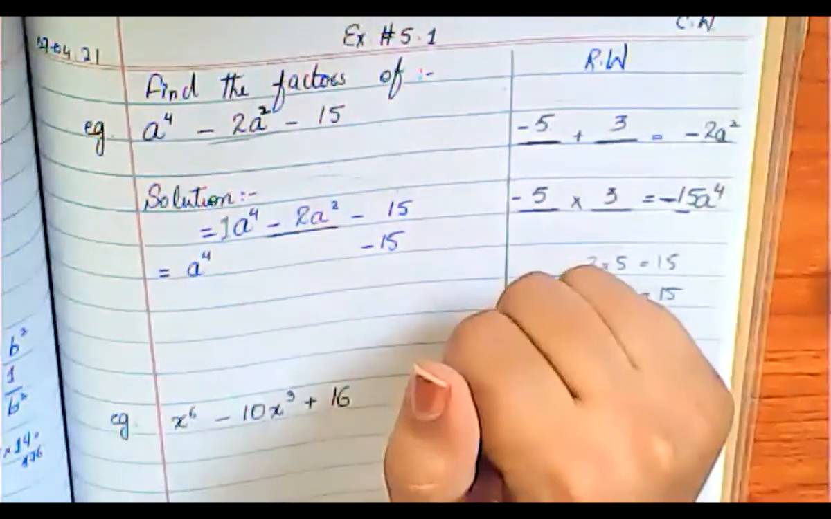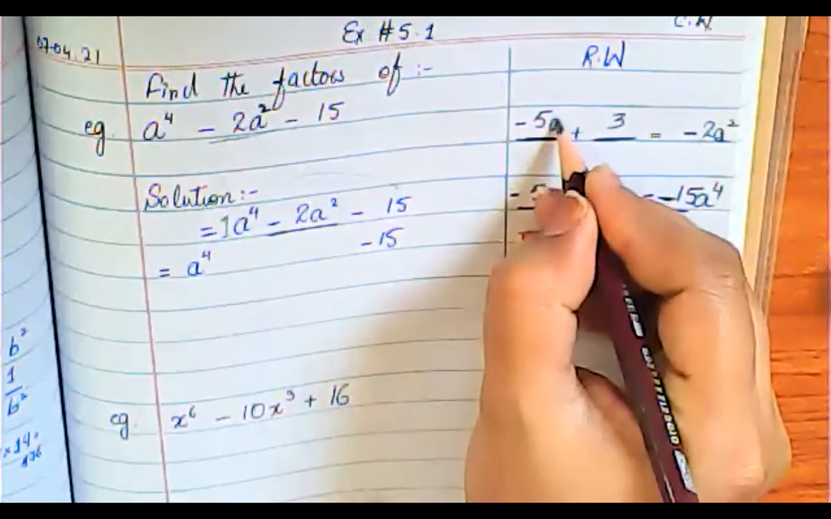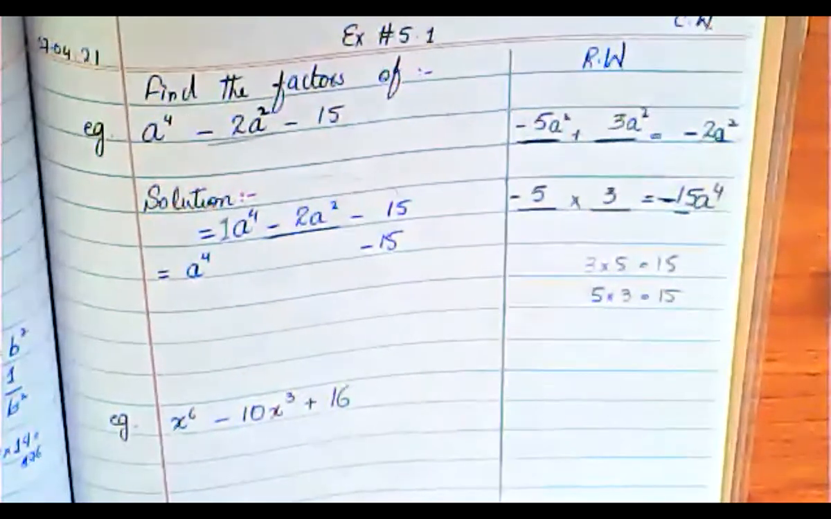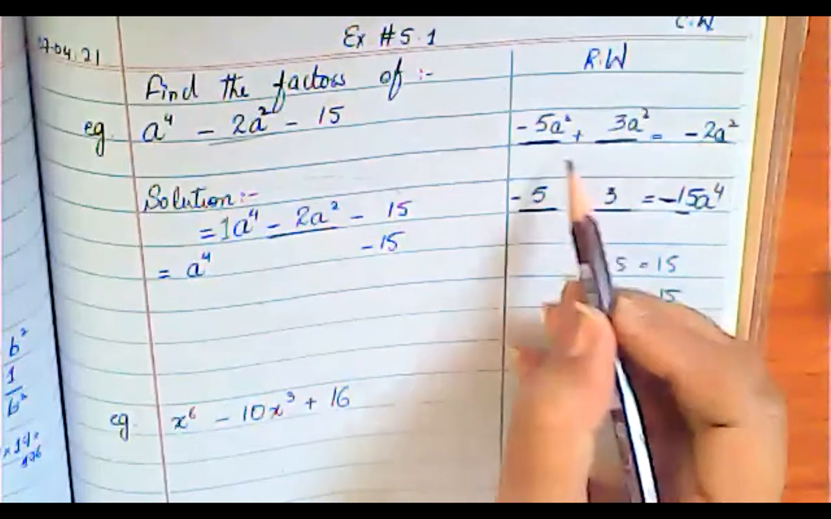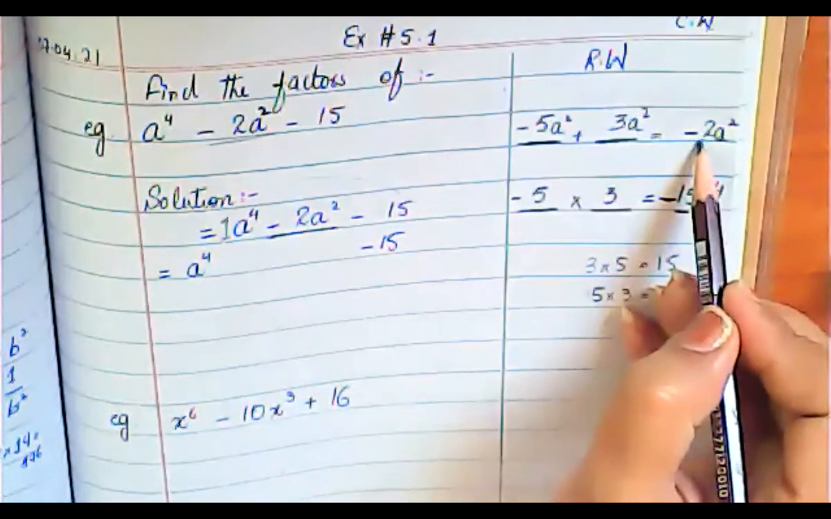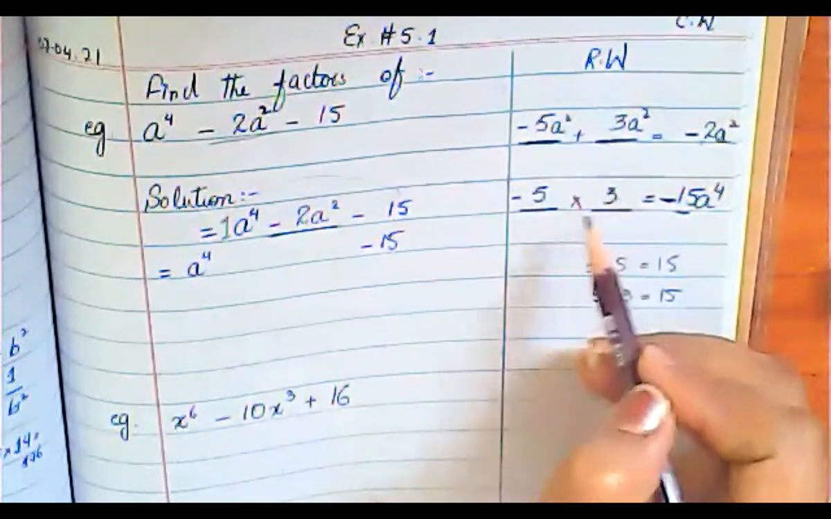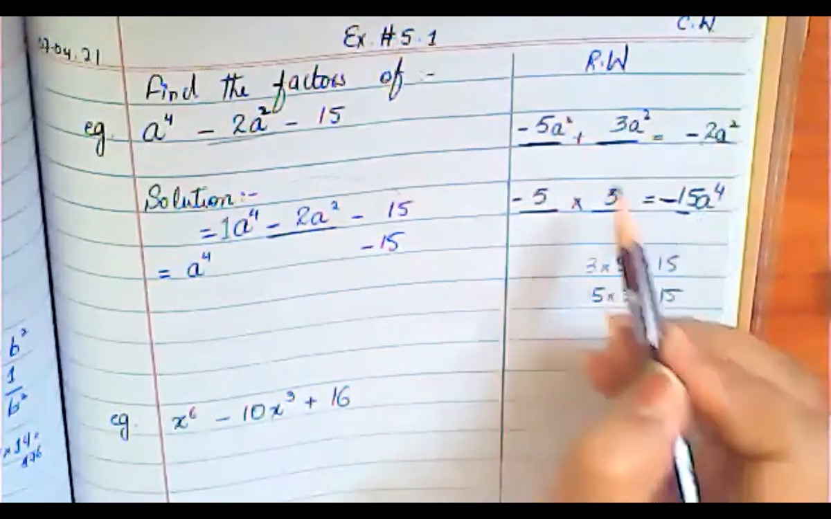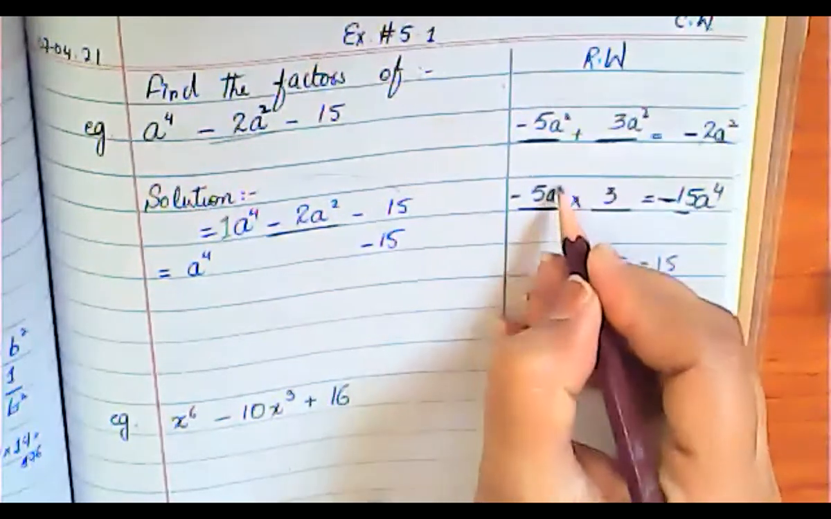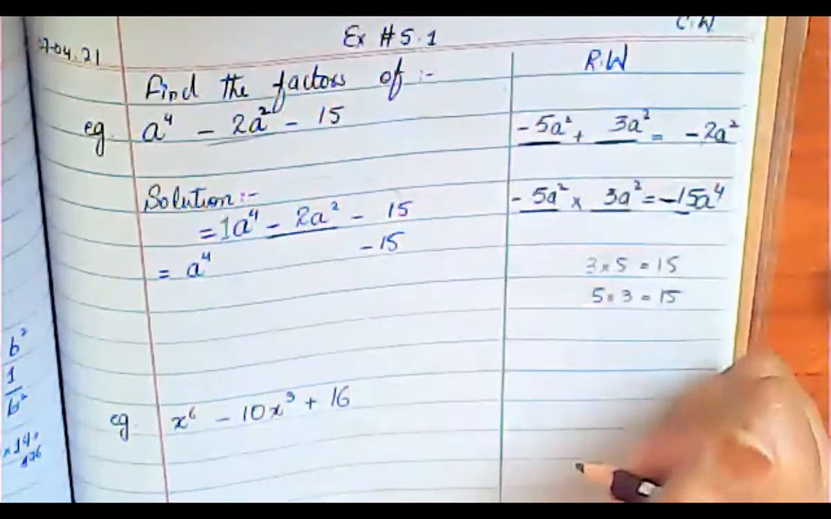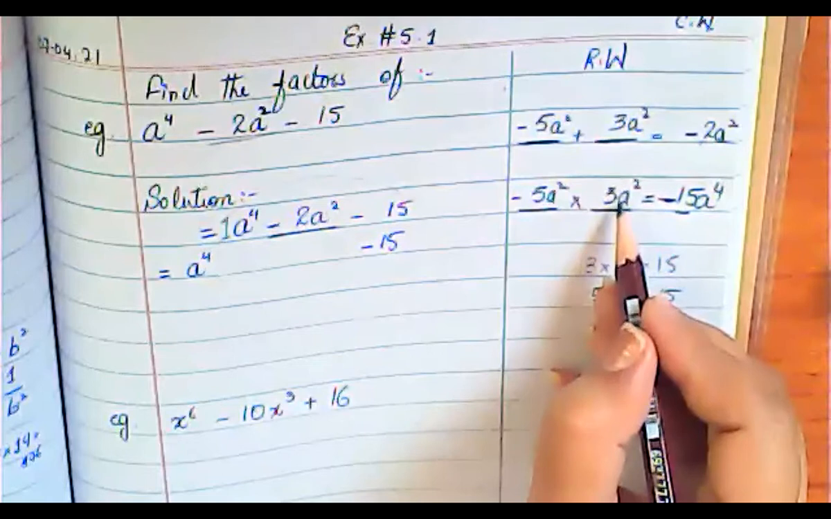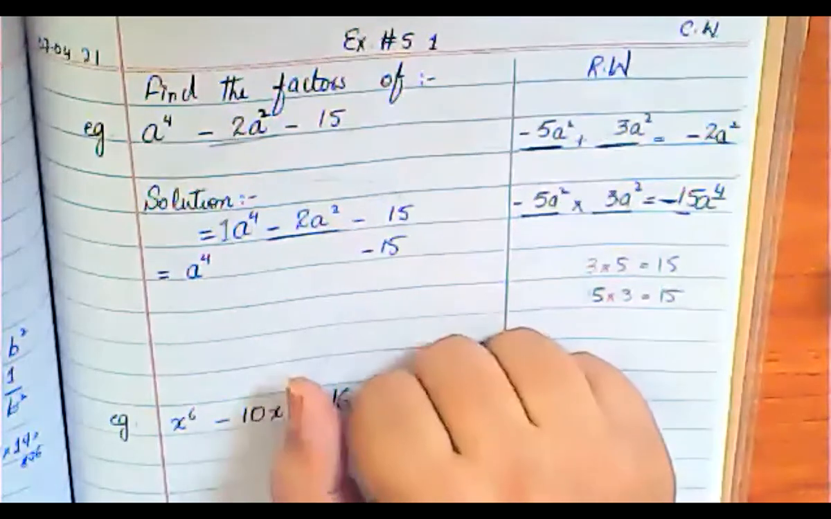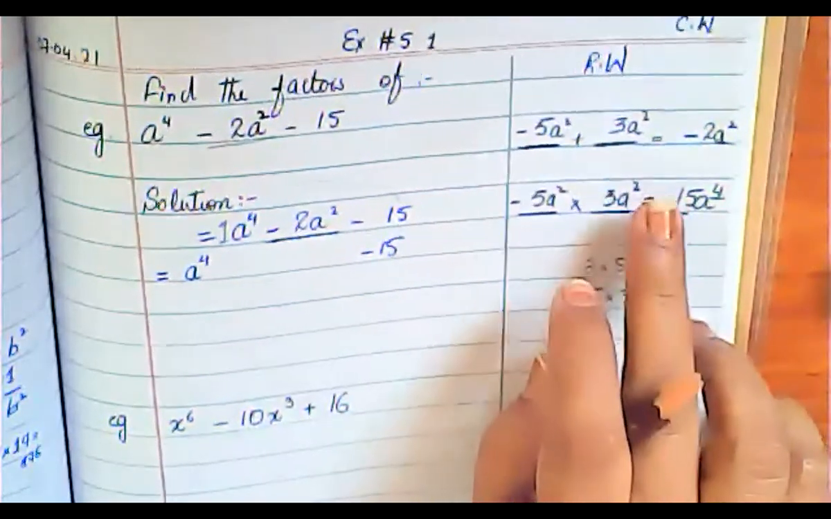But a square is also required. So what you will take: minus 5a square or plus 3a square. Okay, similarly the terms should be same, means if you add or subtract them, the answer should be equal to minus 2a square, so these terms should be the same. Here you are getting 5 multiplied by 3 is 15, but a4 is required here. So what you will do, you will also write here a square and a square. Okay, so multiplied by a square multiplied by a square, so 2 plus 2 will be 4, so you will get 15a4. Understand? Please tell me, is it clear or not?